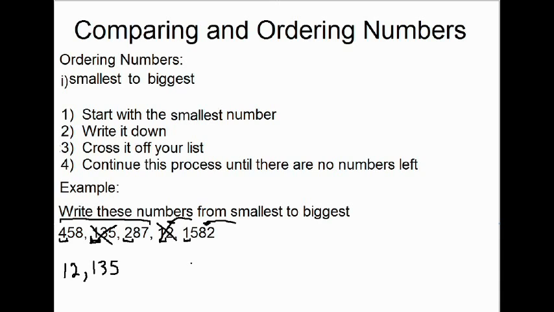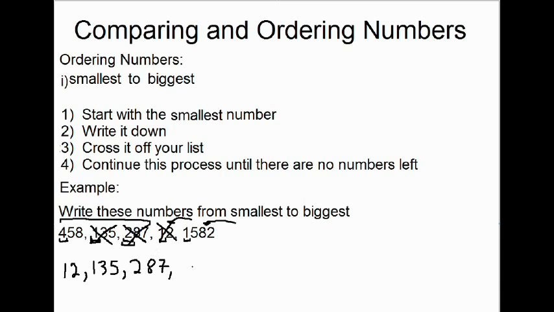Now we're looking for the next smallest. Again, the place values that we have left are the hundreds and the thousands, and the smallest value that we have in the hundreds, which is the smaller of the place values, is 2. So 287 has to be our next biggest number. That's the smallest that we have on this list.